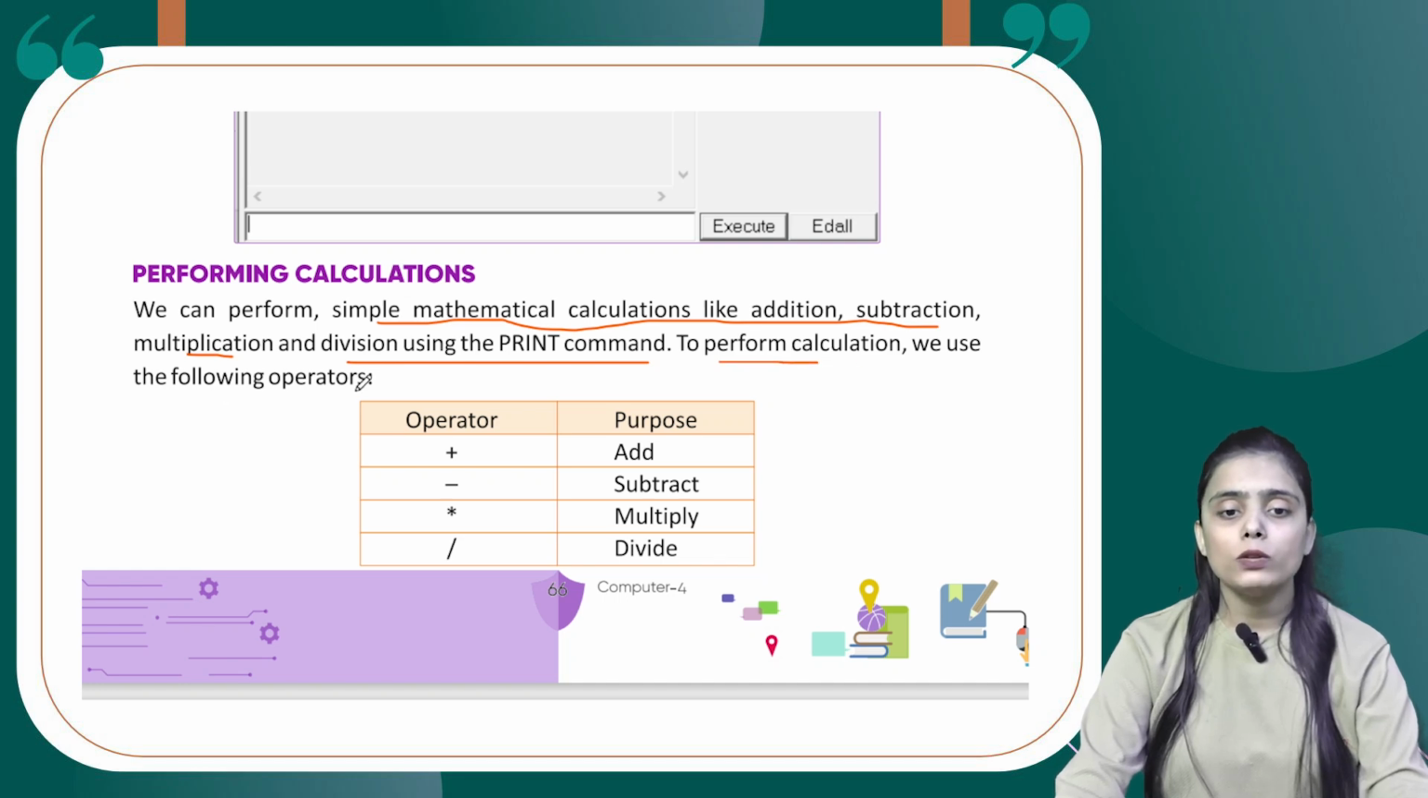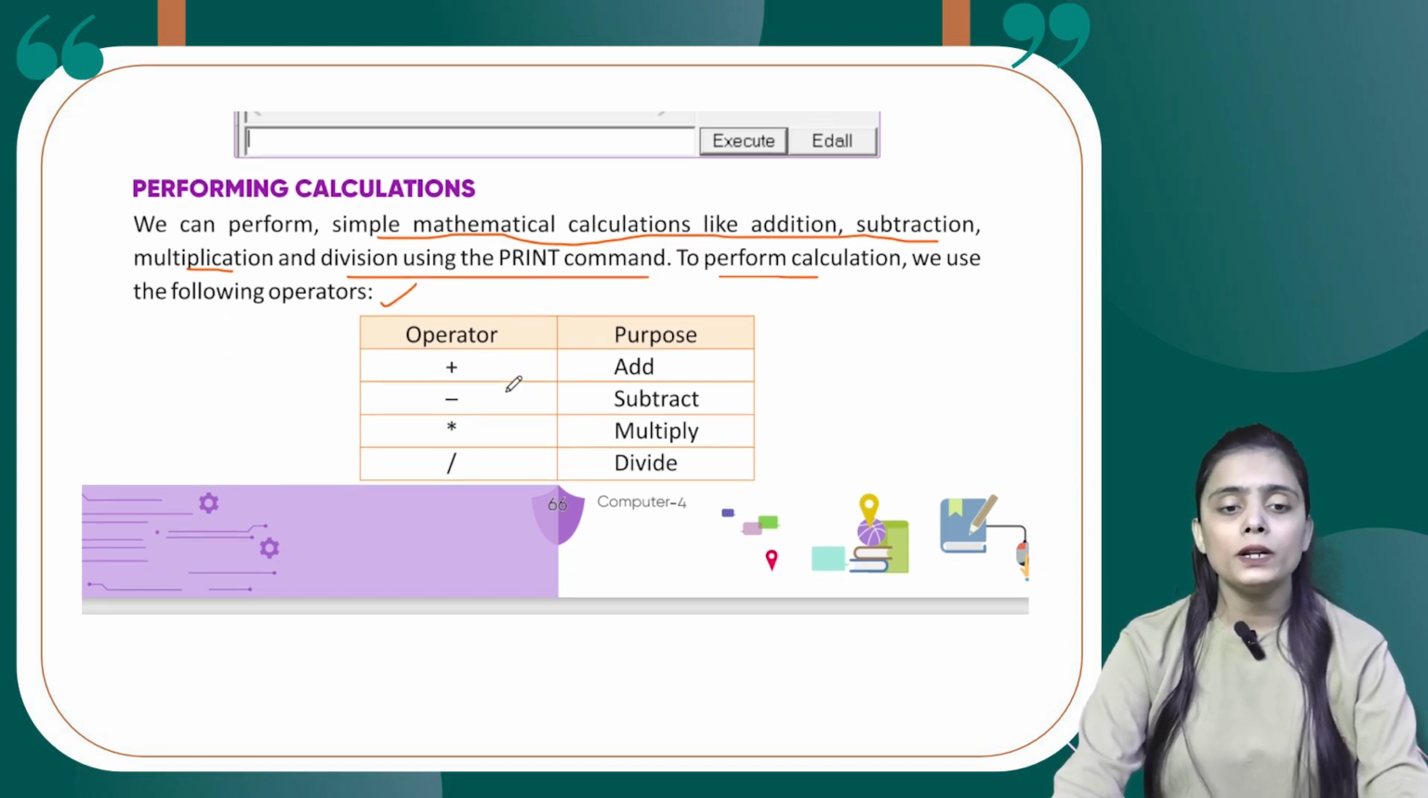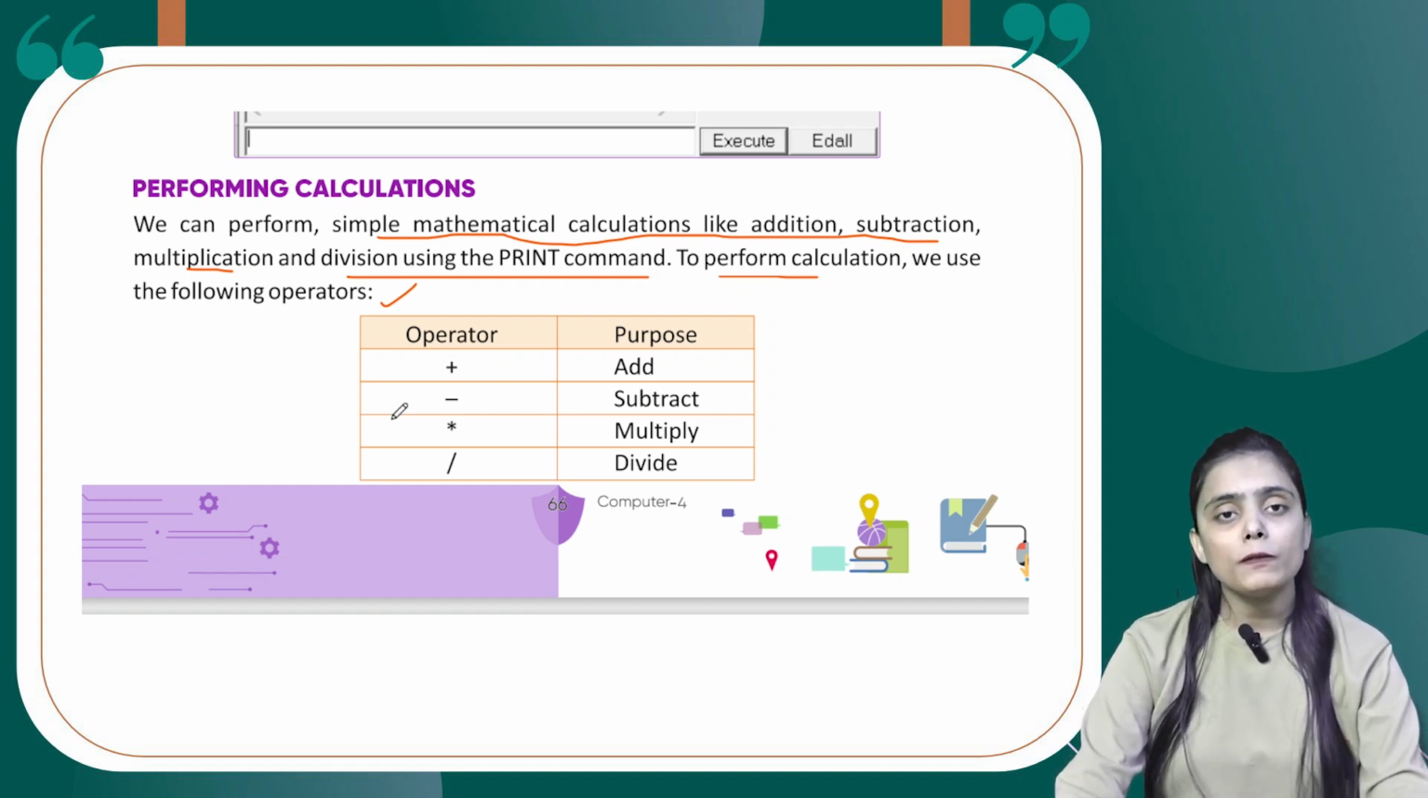To perform calculation we use the following operators. ऑपरेटर्स क्या होते हैं बच्चों, ऑपरेटर समझिए, ऑपरेटर आपका वो सिंबल है जिसकी वजह से आप मैथमेटिकल ऑपरेशंस को परफॉर्म कर पाते हो. ठीक है, फॉर एग्जांपल एडिशन, सब्ट्रैक्शन, multiplication and divide. Here you can see the purpose.